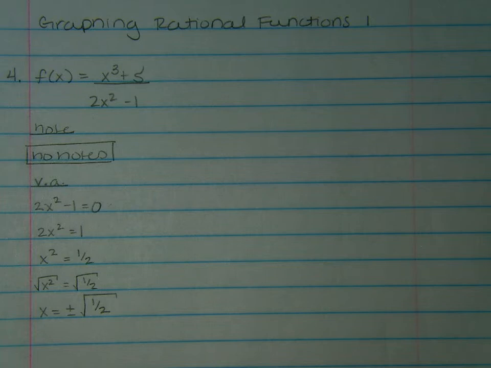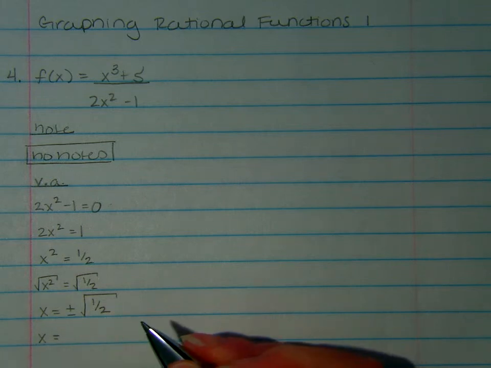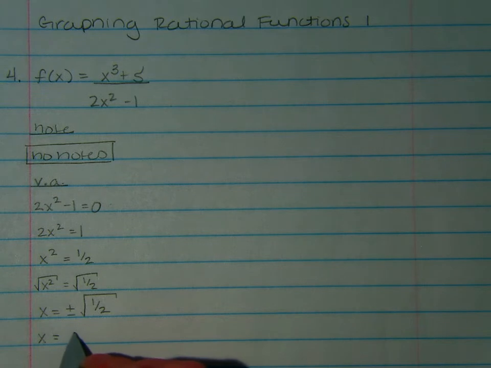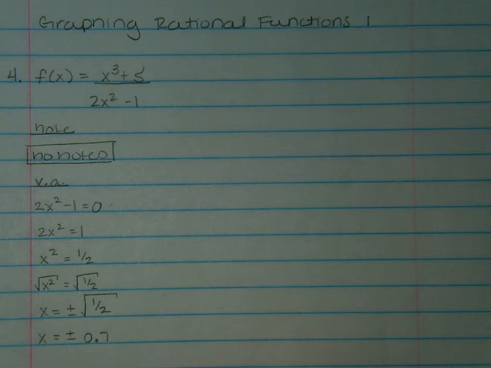Now that is not a particularly helpful number to us. Yes, it is the most accurate representation of that number, but if I'm going to graph this, then I need a decimal. And so what we're going to do is we're going to turn to our calculator and find the square root of 1/2. The square root of 1/2 is 0.707106. It goes on because it's an irrational number. But for our purposes, we're just going to take the first decimal place because it's something we've got to graph. So we have vertical asymptotes at positive and negative 0.7.